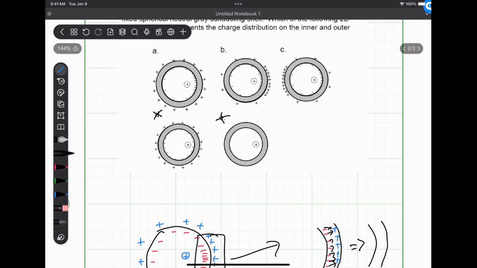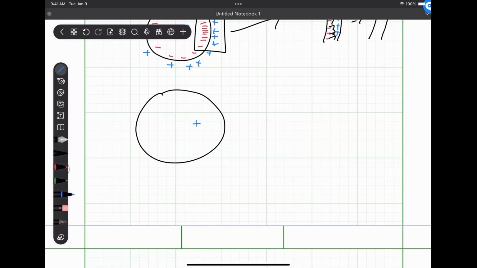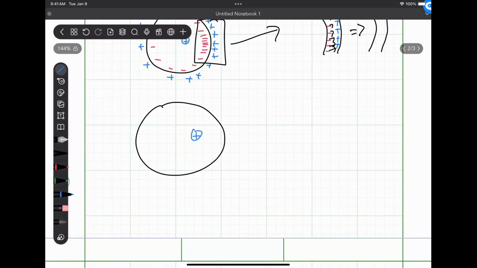And very similarly, we can take that with the example C. So we take the sphere, take the positive charge off center, and charges accumulate towards the right side and spread out towards the back.